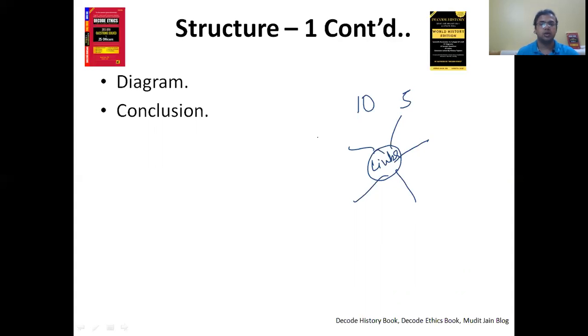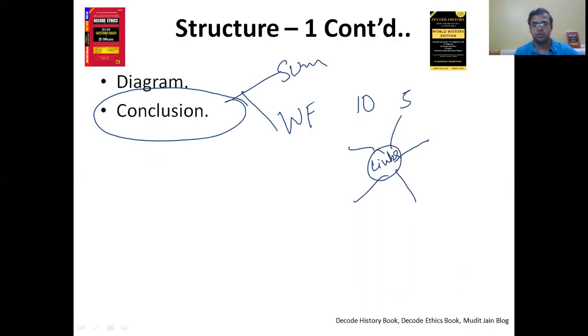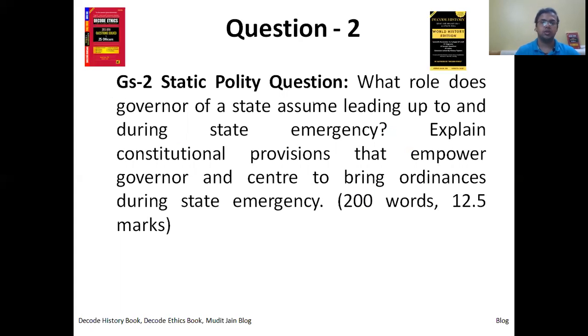And lastly, conclude in 1 or 2 lines, with a summary approach or way forward approach, as I already told you. Coming to the next question. It is a polity static question. The previous question was a current-based governance question. This is a static question.